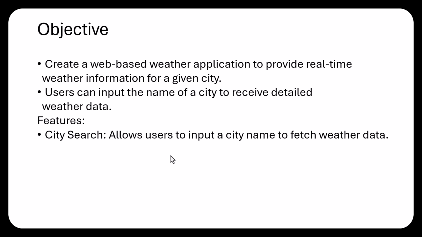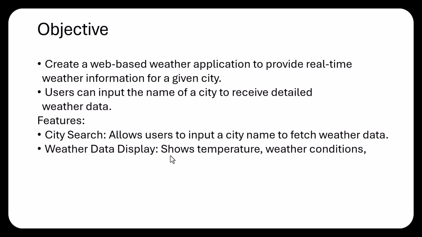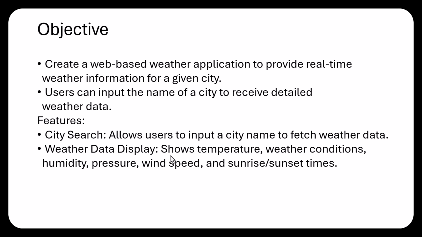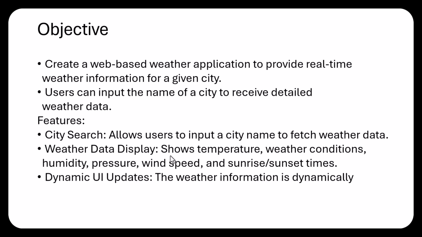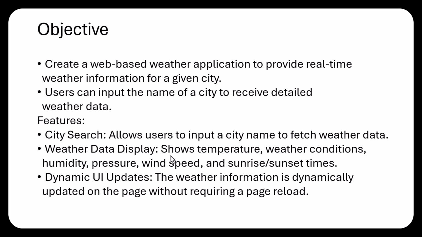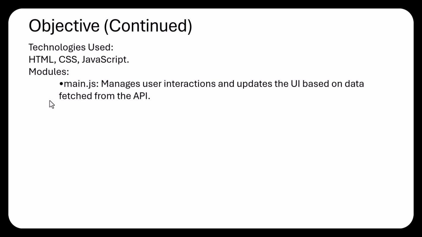City search will allow the users to input a city to fetch the weather data, and weather data display shows the temperature, weather conditions, humidity, pressure, wind speed, sunrise and sunset times, and it has dynamic weather updates on the page without requiring a page reload. So let's continue with the objectives. The technologies used are again HTML, CSS and JavaScript, and modules.